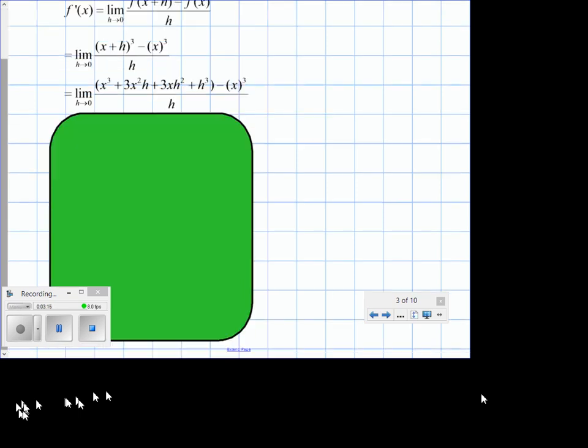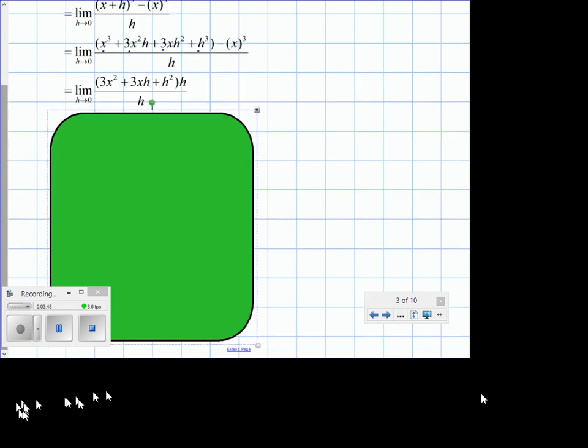We know from Pascal's triangle that it's a 1, 3, 3, 1 triangle. So we have x cubed plus 3x squared h plus 3xh squared plus h cubed minus x cubed all over h. So as we did before with our limits as h approached 0, we simplify the numerator.